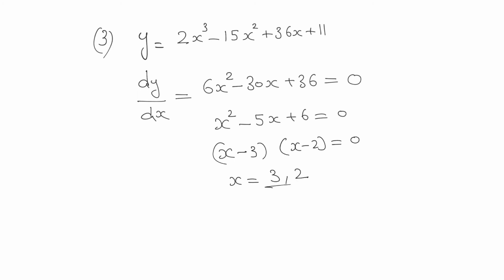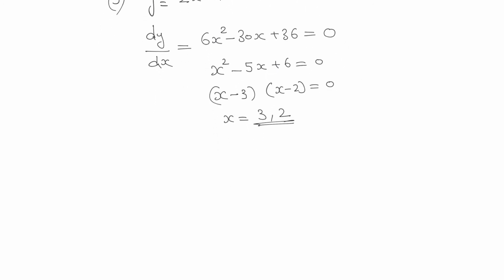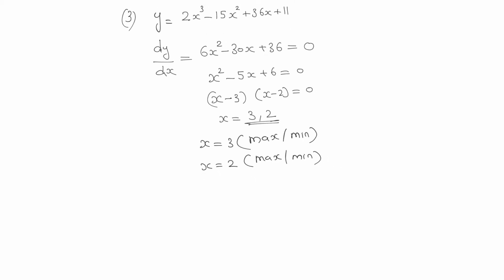So over here we are getting two values for x. x can be equal to 3 or x can be equal to 2. So we can write it something like this. At x is equal to 3, means if you are putting the value of x is equal to 3, we may get a maximum value or a minimum value for y. Same thing, if you are putting x is equal to 2, then also we may get a maximum value or minimum value. Now at x is equal to 3, whether we are going to get a maximum value or minimum value, we need to go for the second derivative check.